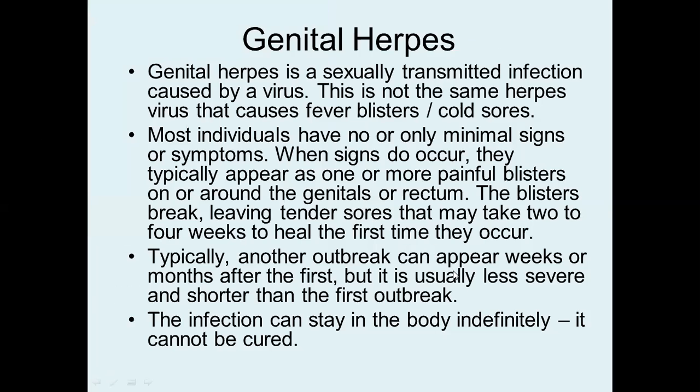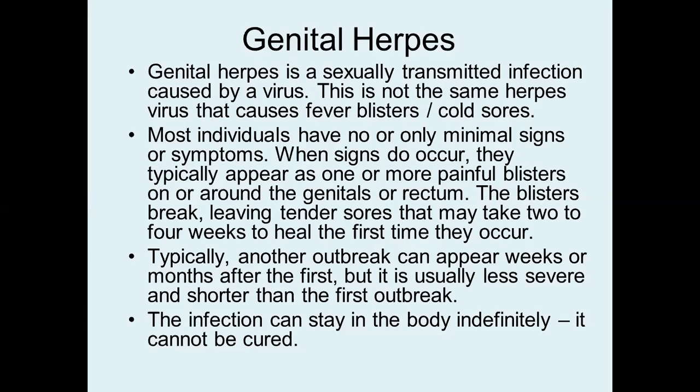All right. Genital herpes. Genital herpes is a sexually transmitted infection caused by a virus. It's not the same kind of herpes virus that causes fever blisters or cold sores on the lips. Most individuals who have genital herpes show no or only minimal signs or symptoms. And when the signs do occur, they typically appear as one or more painful blisters on or around the genitals or the rectum. The blisters break and they leave little painful, tender sores that may take 2 to 4 weeks to heal the first time they appear.